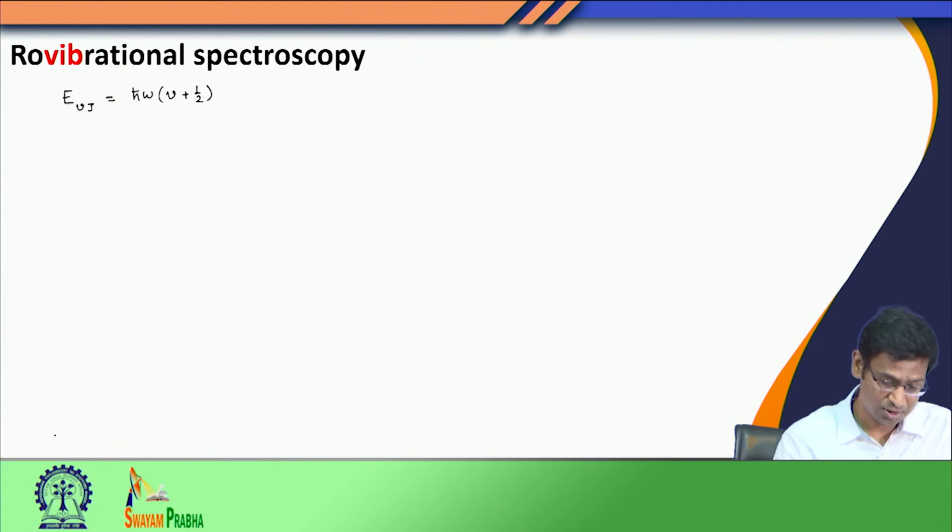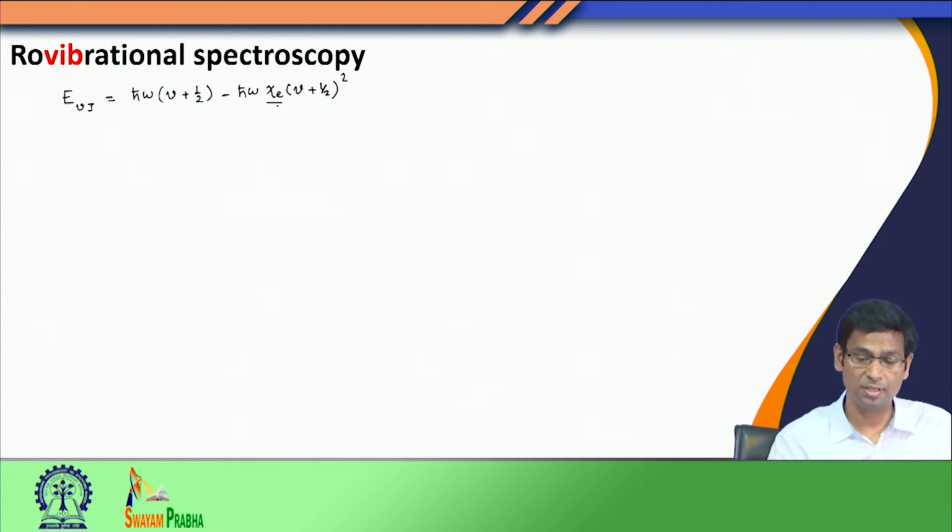These anharmonic corrections were given by ħω χ_e, where χ_e is the anharmonicity. If this value of χ_e is 0, then the problem is purely harmonic, and for a larger value the anharmonicity is greater. So, this is the vibrational energy level with anharmonic correction. If you remember, we also have the rotational energy levels that we gave as B J(J+1), where J is the rotational quantum number.